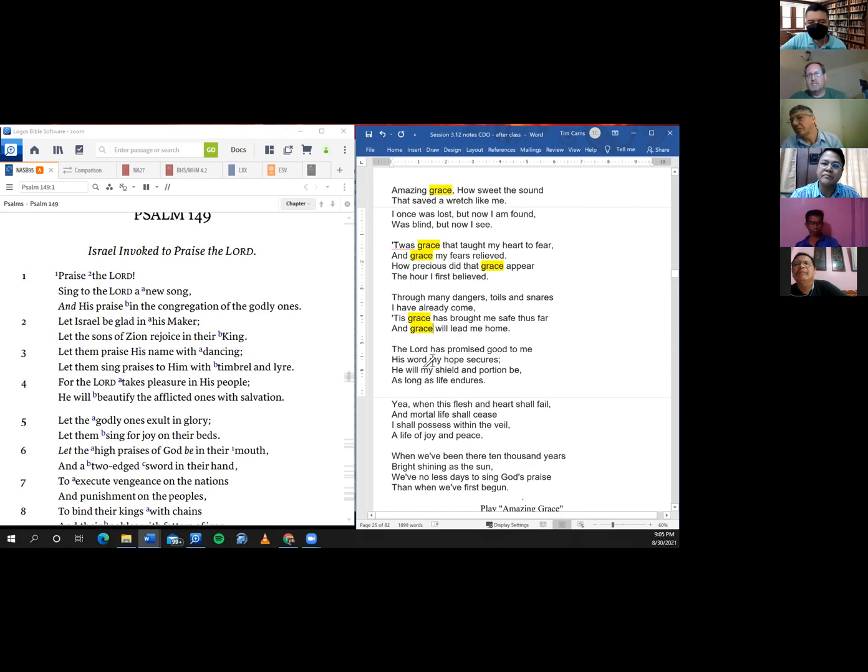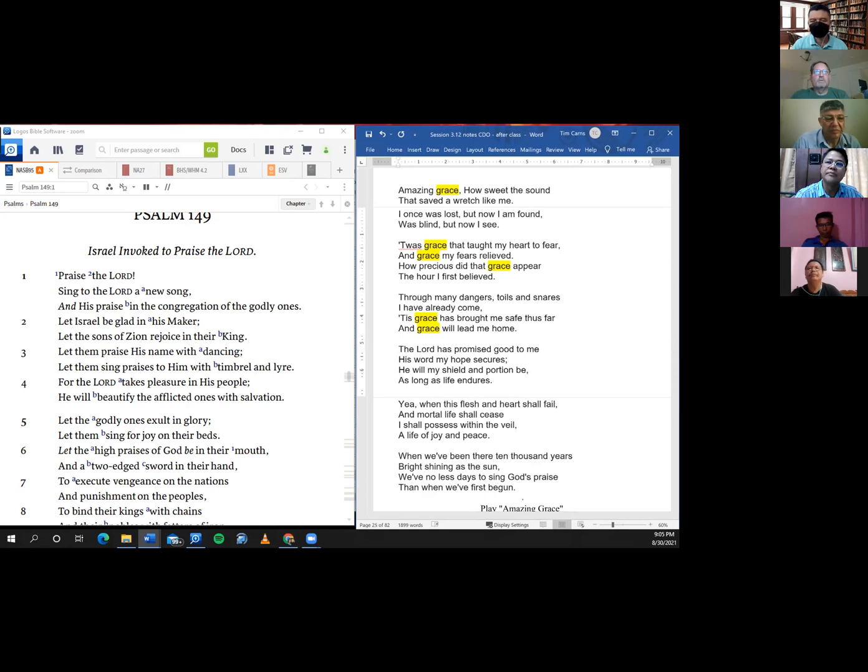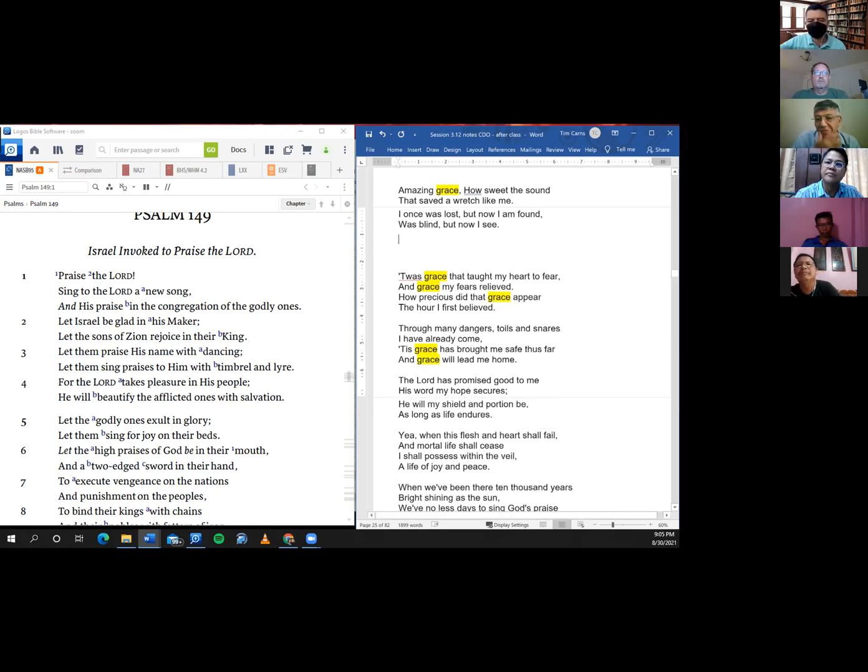Now, we don't see grace in this, but we do see it is connected to the theme. In fact, we don't see grace in the last few stanzas. However, let's go back and look at this. What is the focus of this first stanza? The marvelous grace. Amazing grace. The saving grace of God, right? I once was lost, now I'm found. I was blind, now I see.